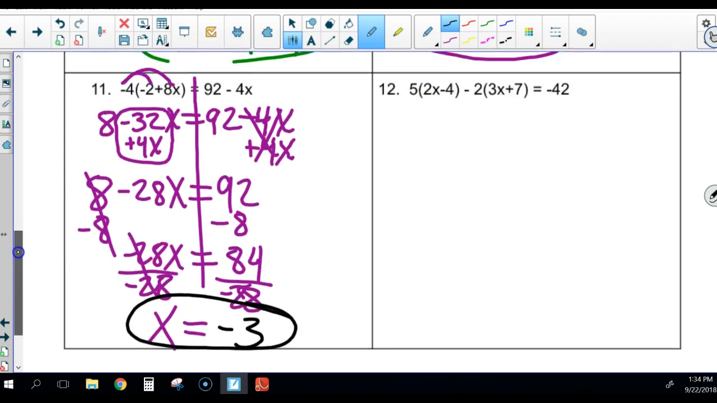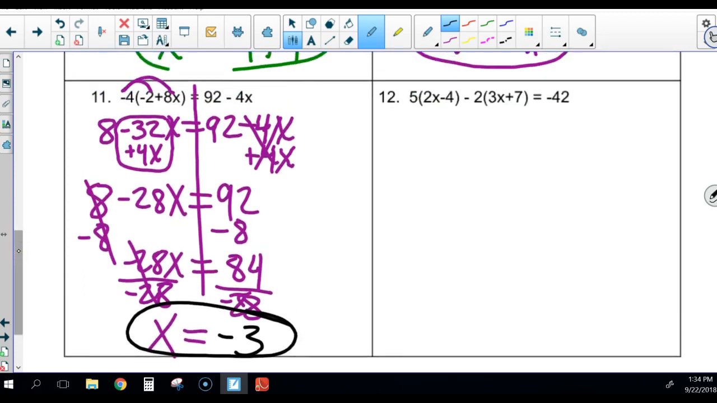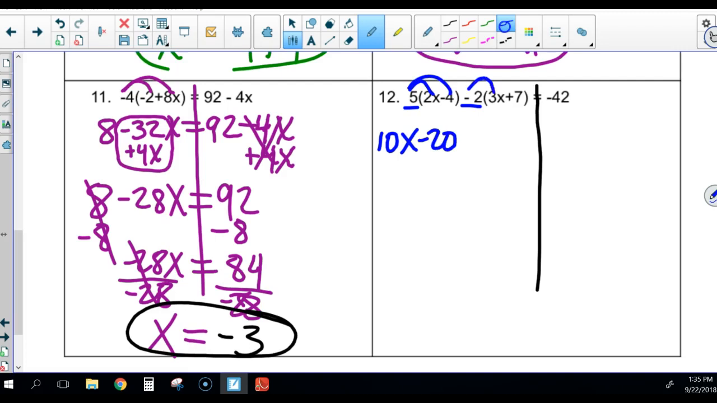Last problem, similar to the one we just did. There's just some simplification that needs to happen. I have some distribution going on here. 10x minus 20 minus 6x minus 14. That is a negative 2. Don't forget that. Equals negative 42.